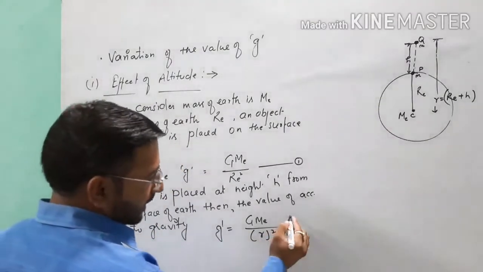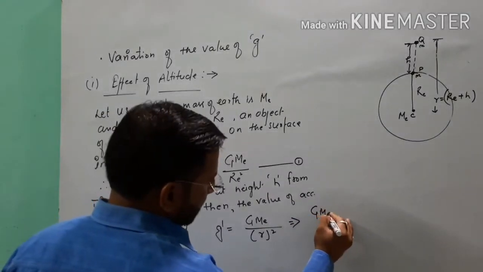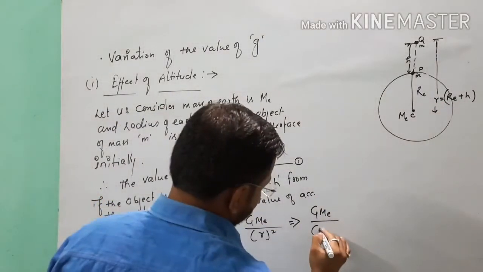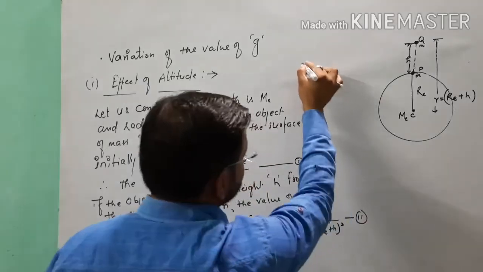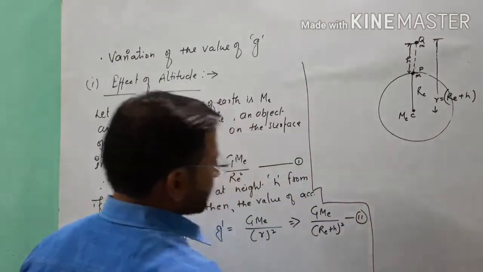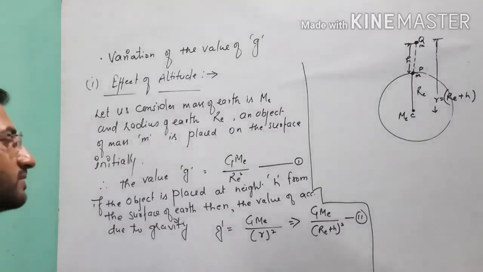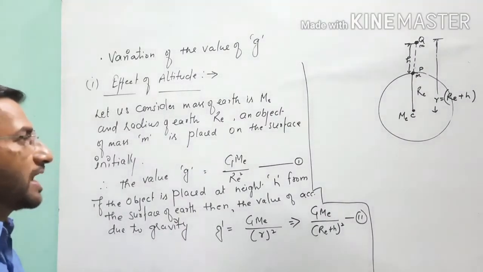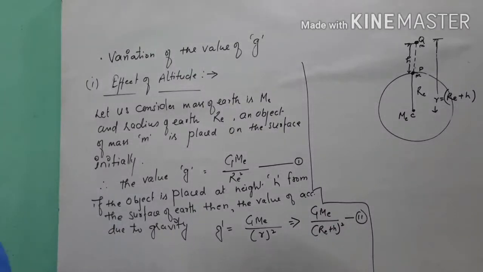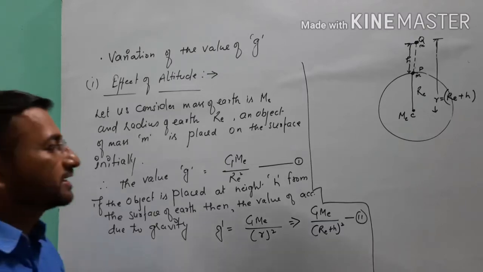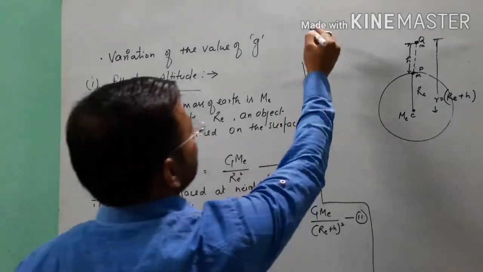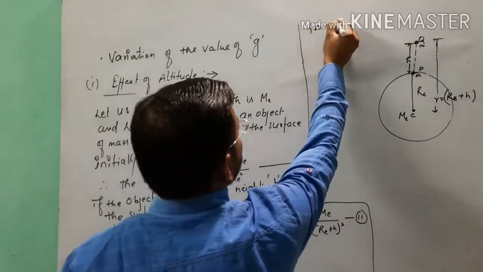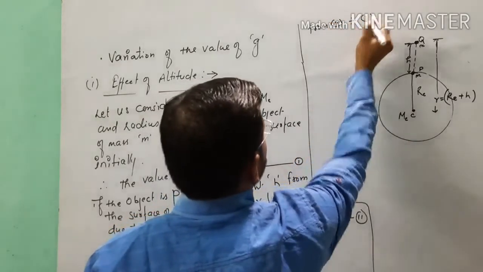Now in place of r I will substitute the value which I have written here, RE plus h whole square. Now this is your second equation. After that, student, you should remember the binomial expansion, because when we want to know the value of acceleration due to gravity at a certain height h from the surface of Earth, we will use binomial expansion. For that, initially you will divide equation second by first.